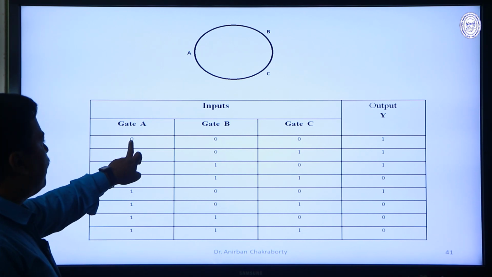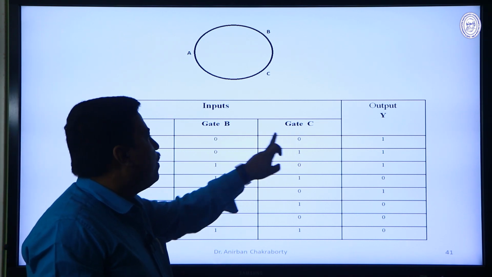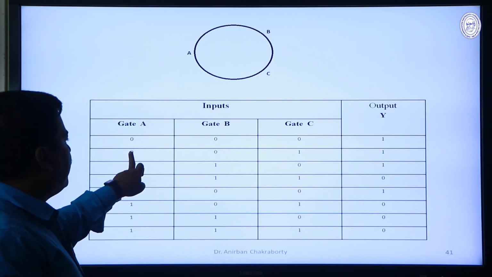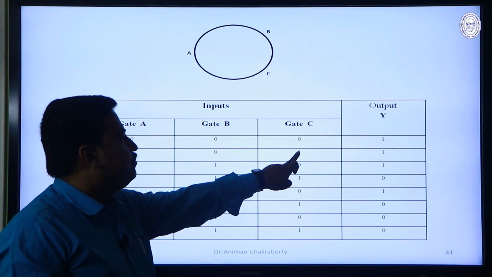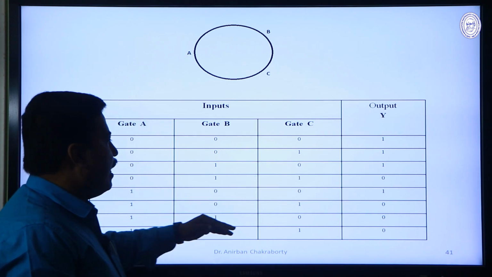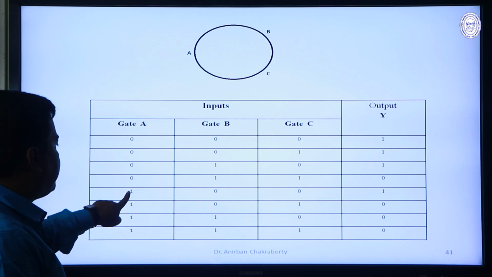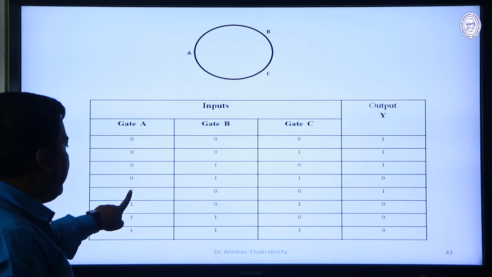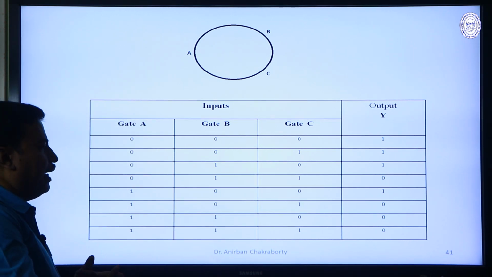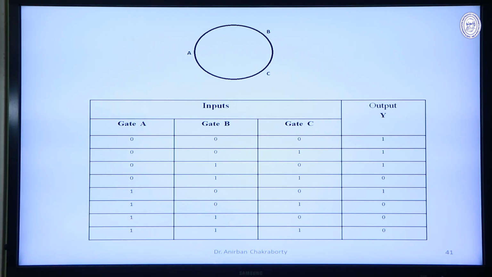First one A bar, because for A it's 0, B bar, for B it's 0, C bar. So A bar, B bar, C bar for this. Here A bar, B bar, C. Next one A bar, B, C bar, and next one comes here A, because here it's 1, so I will not put any bar, A, B bar, C bar. And all these 4 terms would be joined by logical OR, means plus. So this is the final expression.